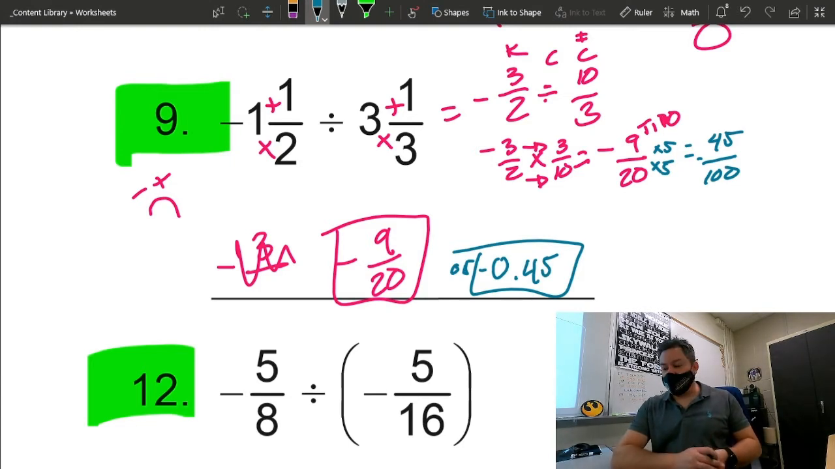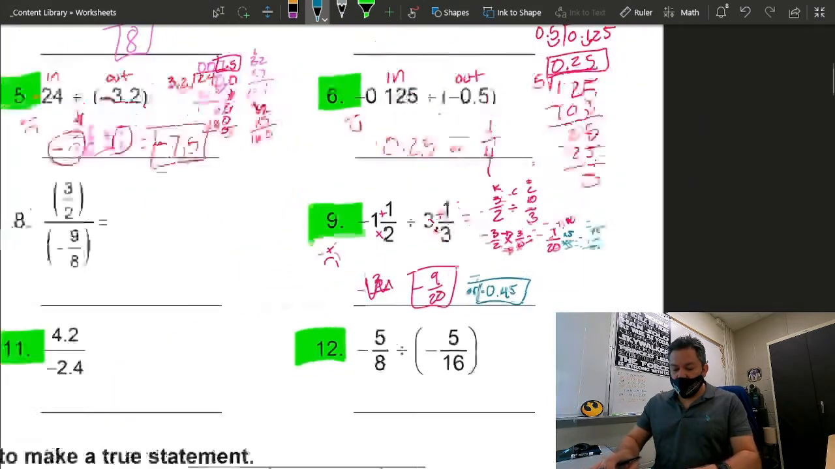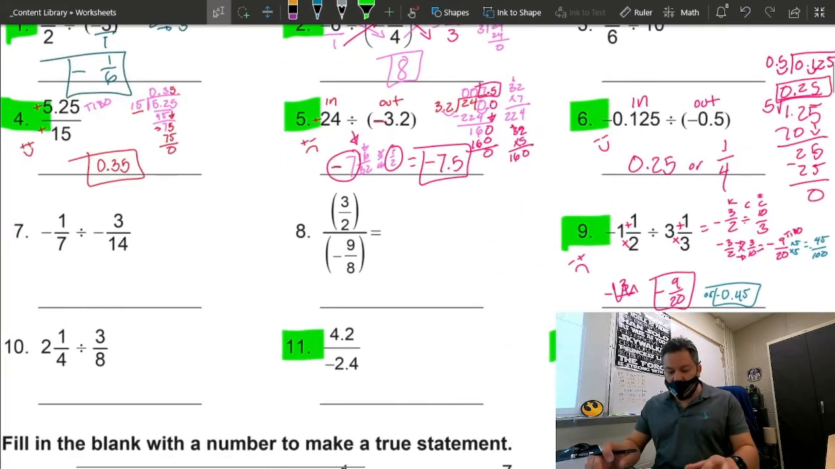Y'all remember how to do this now? Remember, if the bottom is a multiple of 5 or something like that, something that you can multiply by and get 100, it's going to be really easy to convert into a decimal. Let's see what we have over here. Number 11.